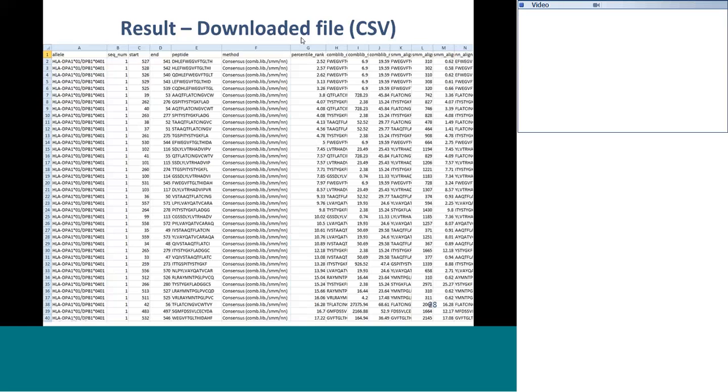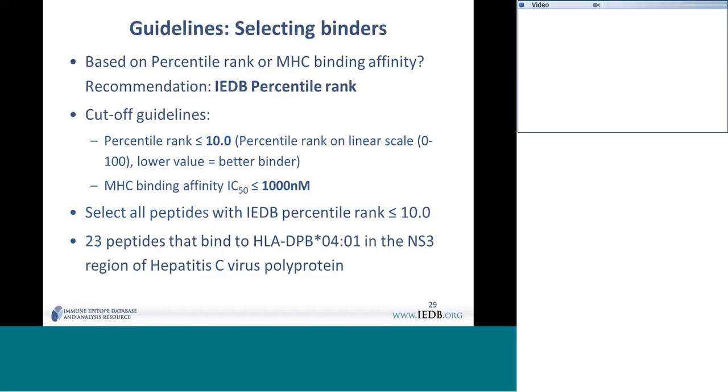So this is the downloaded result in a CSV, so Excel kind of format. You can use this for further analysis, filtering and screening and all this stuff. Okay, now we saw how you can do the prediction. You have your sequence, you saw the allele, and you did the prediction, and you got the result.